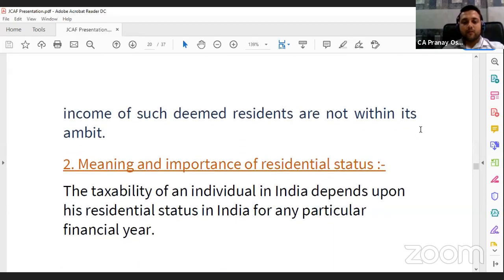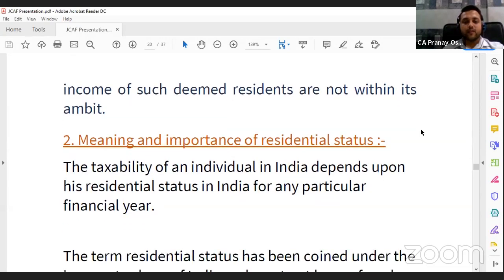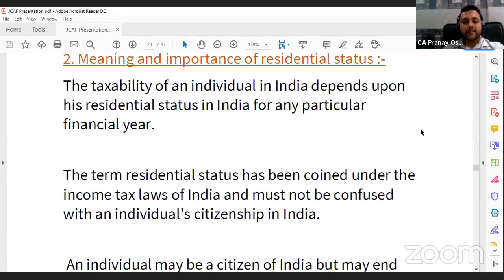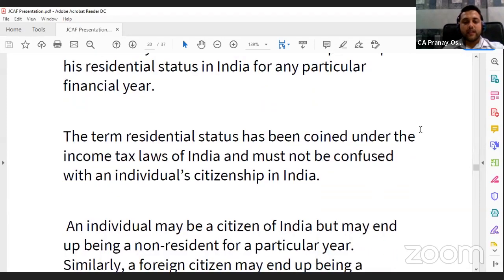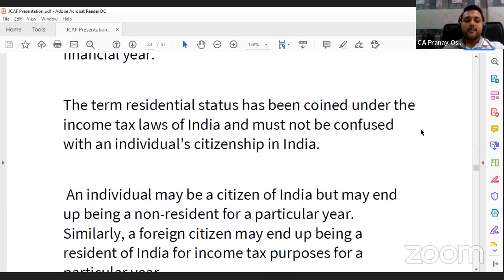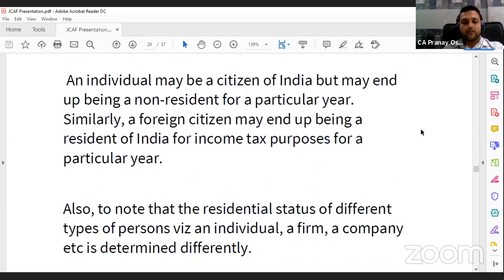Let us see the meaning and importance of residential status. The taxability of an individual in India depends upon his residential status in India for any particular financial year. The term residential status has been coined under the income tax laws of India and must not be confused with an individual's citizenship in India. As I said earlier, an individual may be a citizen of India but may end up being a non-resident for a particular year. Similarly, a foreign citizen may end up being a resident of India for income tax purposes for a particular year. So it can go both ways.